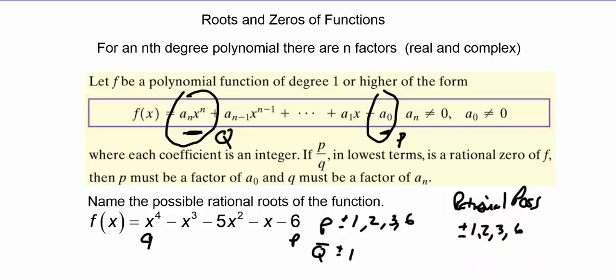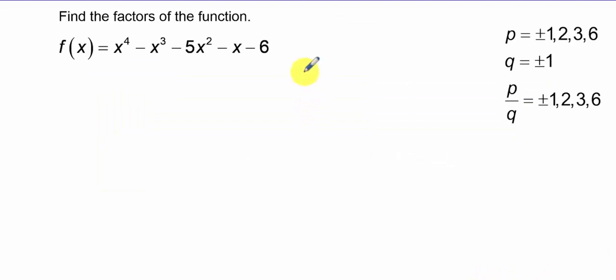So let's do some more examples. If I take and find the factors of this function. Now factors are a little bit different. Factors are like the zeros, except we work our way backward to find the factored form. I look at the same situation over here, and I have the p values, which are the factors of 6, the q values, which are the factors of 1, and then we have p over q, which is 1, 2, 3, and 6.